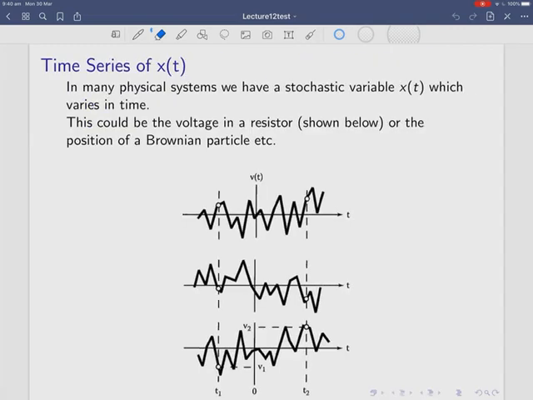Okay, so we might have a series of measurements of some quantity x as a function of time. Okay, and in a lot of cases, x is a stochastic variable. It sort of varies quite randomly. And examples are shown below here. It could be the voltage across a resistor versus time. So if you look at the voltage across a resistor, you'll find some signal which is varying quite randomly. It could be the position of a Brownian particle. It could be a stock price. It could be all kinds of things.